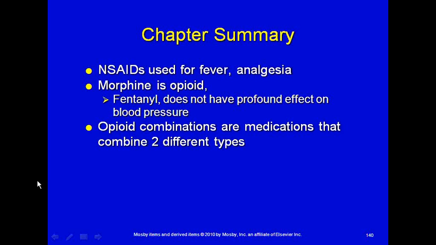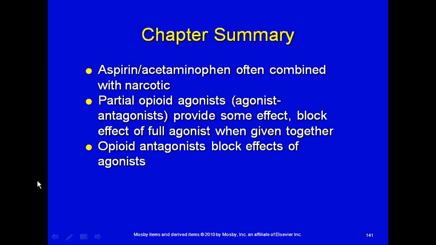Opioid combinations are certainly medications that use opioid and something else, and these are the medications that have become very difficult to get from your physician because you can become addicted to them. They include hydrocodone, oxycodone, Darvon, Darvocet, all those that we talked about. Aspirin and acetaminophen are often combined with a narcotic. Tylenol number 3, Tylox, those sort of things. They help relieve pain without giving you as much of the narcotic.